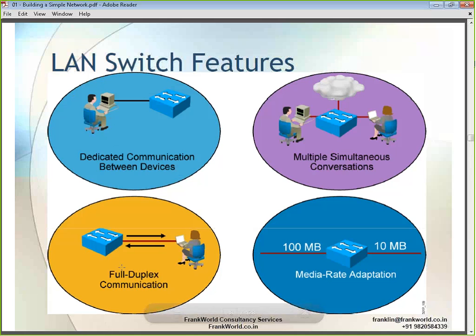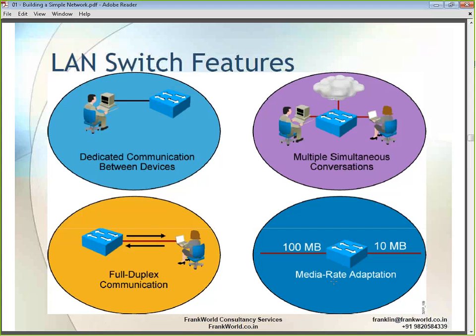It provides you with full duplex communication. What do I mean by full duplex communication? Full duplex communication means I can send as well as receive information. A half duplex communication means I can either send or receive, but full duplex means I can send as well as receive information. So that is the main thing about full duplex communication, and that is possible if you make use of a switch.